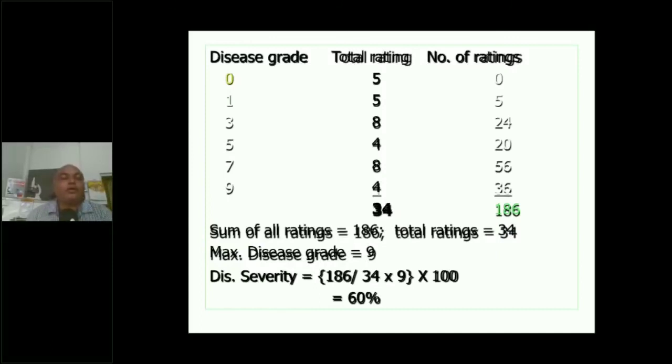If you want to calculate disease severity, that means 186, which is your sum of all ratings, is divided by the total ratings. Total ratings you have done is 34, and the maximum disease score is 9. Then 186 divided by 34 times 9, and this figure is multiplied by 100, that is 60%. That means your disease severity is 60%. This way you can calculate the disease severity.